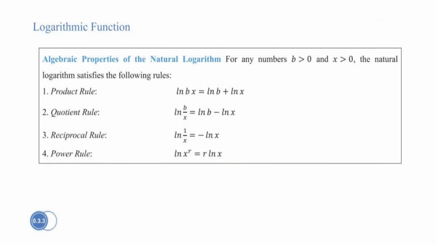The fourth rule is the power rule. ln(x^r) equals r times ln x. This means an exponent inside the log can move to the front. These rules are useful because they help us simplify logarithmic expressions and solve equations later.